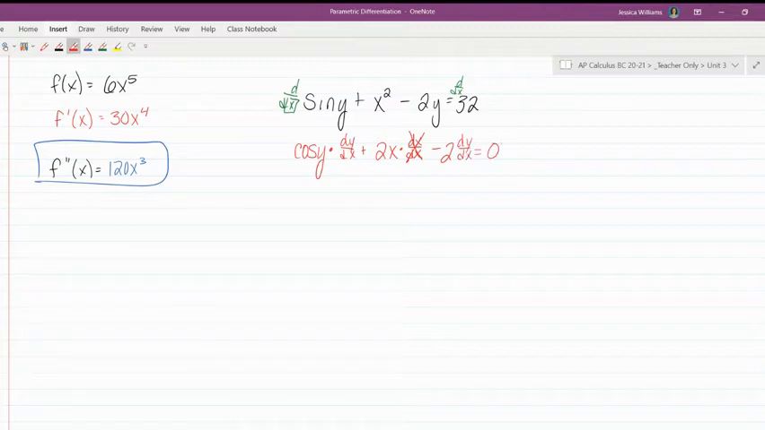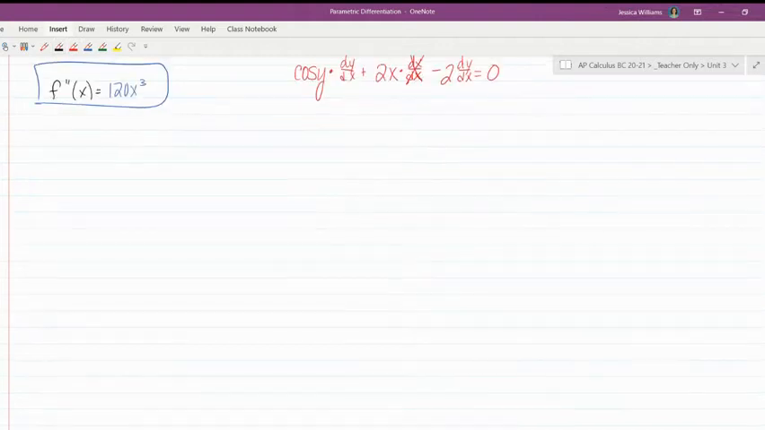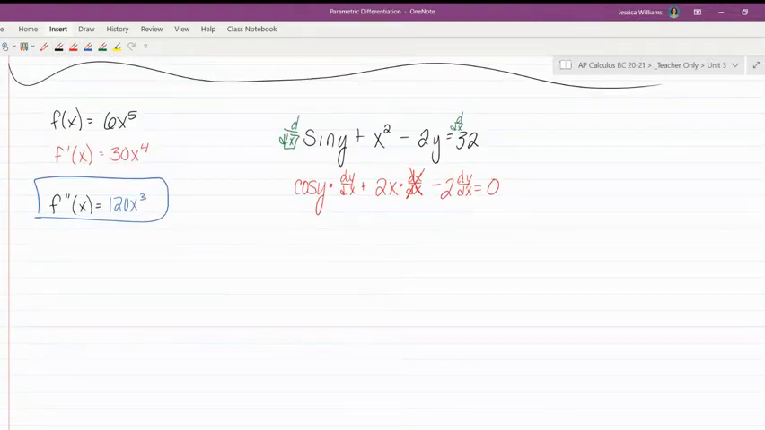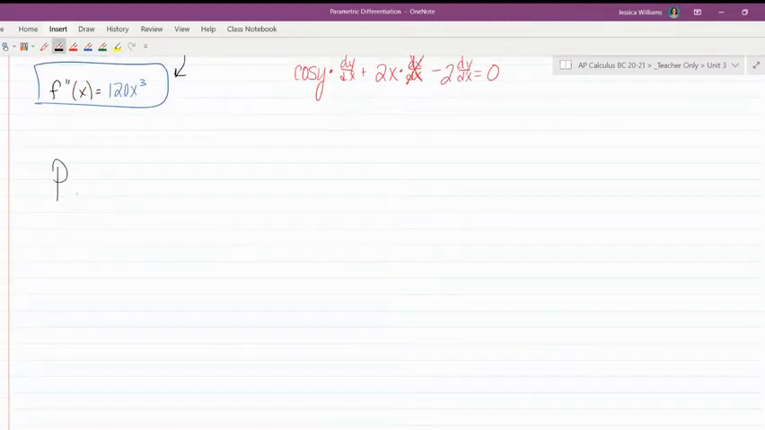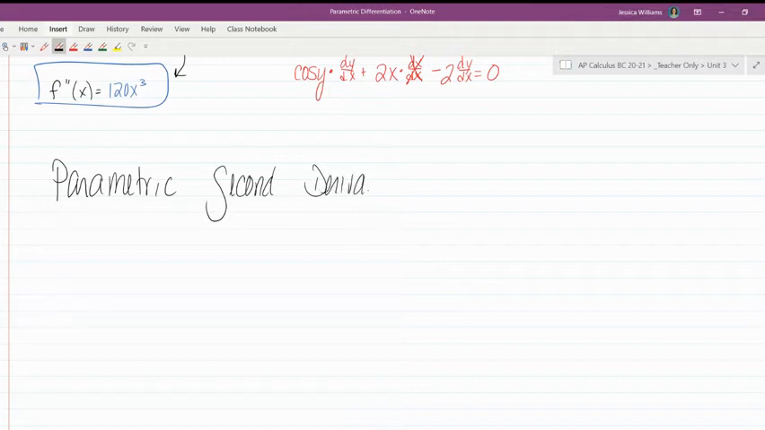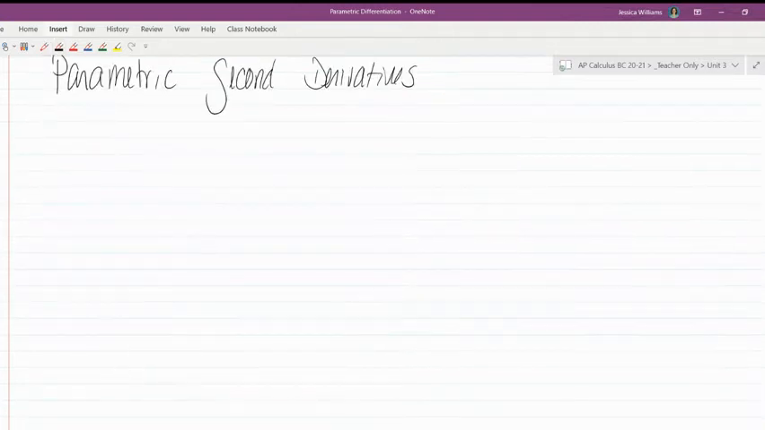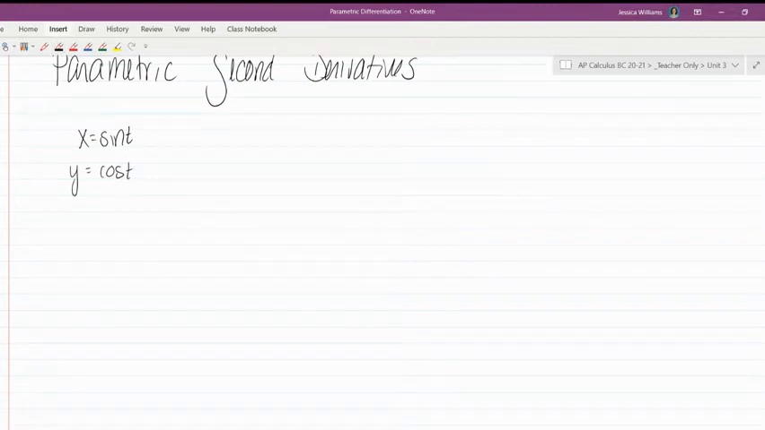Okay, so those are just reminders of other things that we're going to put together so that we can find second derivatives of parametrics. It's not as straightforward as this wonderful second derivative bounce was. So parametric second derivatives. All right, I want to use the same function because I'm not feeling very creative this afternoon. X is sine, y is cosine. We'll do it within the question.